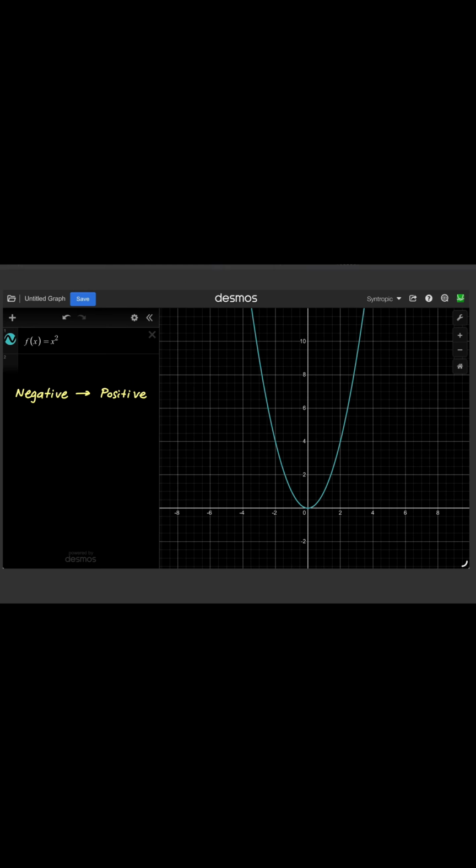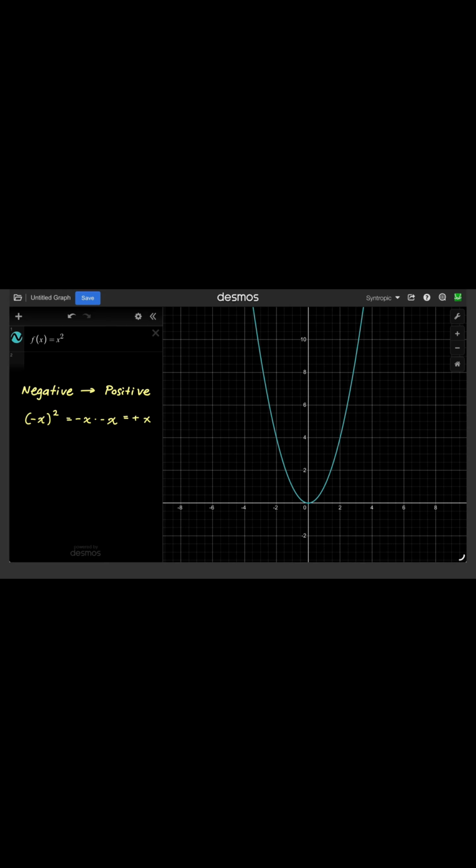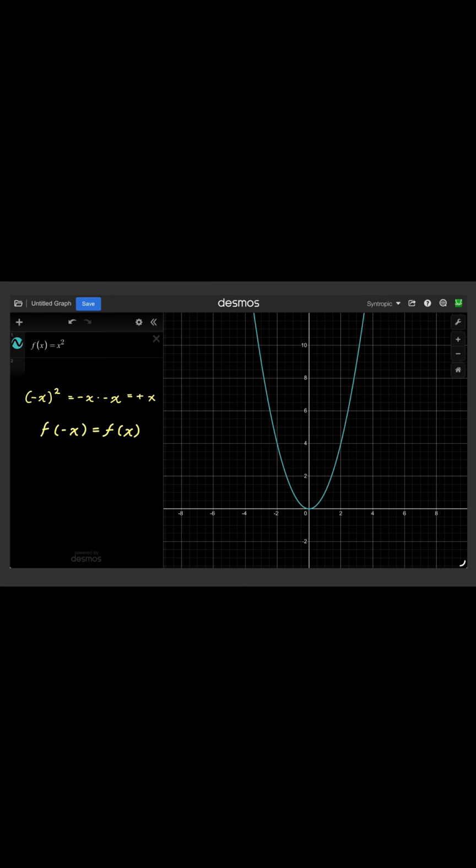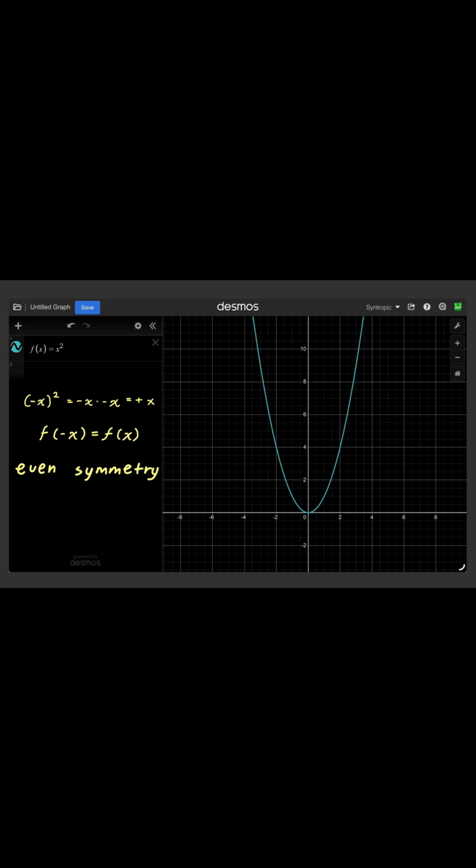In here, negative numbers become positive, and this is because when you square any number, whether positive or negative, you have to multiply it by itself, neutralizing those that are negative, which is why f of negative x equals f of positive x, and this is called even symmetry.